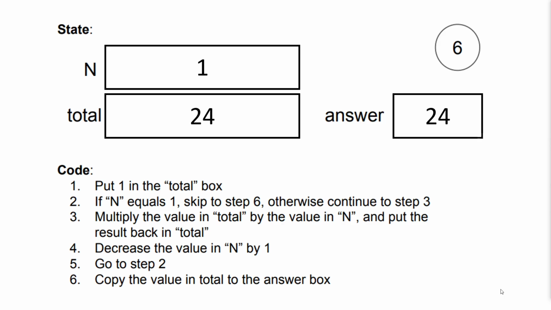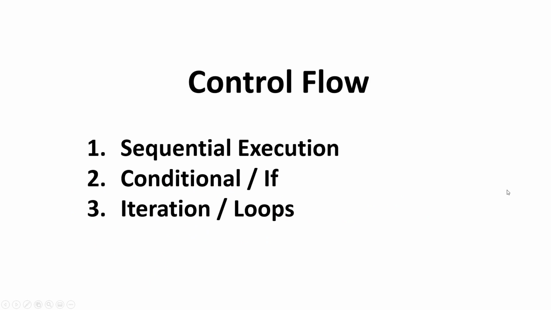So the next piece of control flow is this idea of iteration or looping, where we're going to do a bunch of steps over and over. So again, control flow was walking through what the code is doing right now. If it's in a loop, it's going to go through and execute that sequence of steps multiple times.